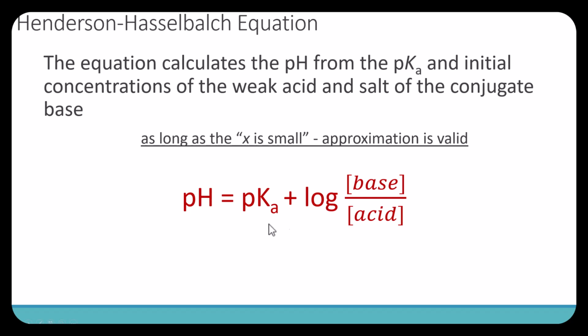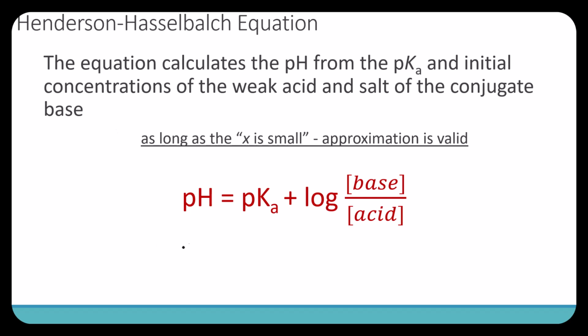So here's our equation. pH equals pKa plus the log of the concentration of the base divided by the concentration of the acid. And for this, that is initial. So we don't have to do the ice table. This eliminates the need for an ice table. We can just simply plug in what it gives us into this equation, and we don't have to do ice tables for buffers.